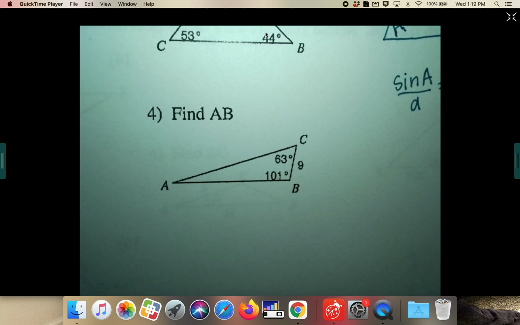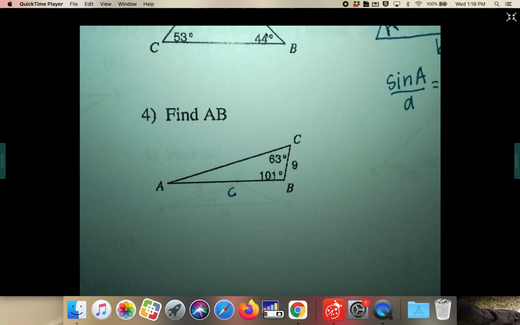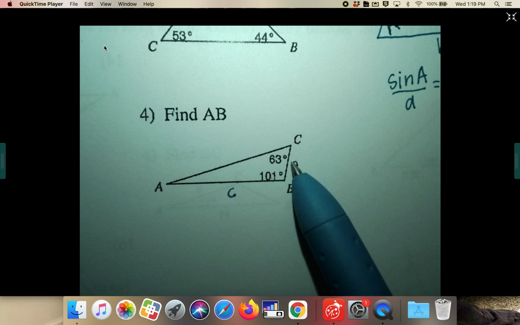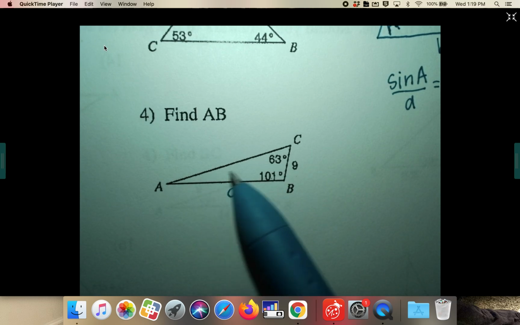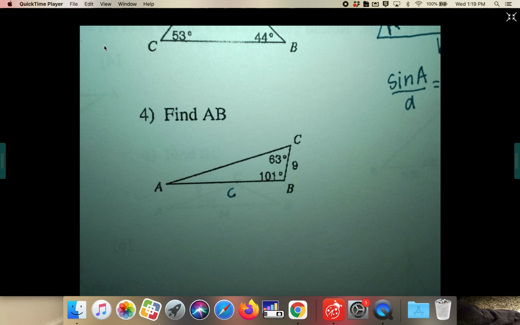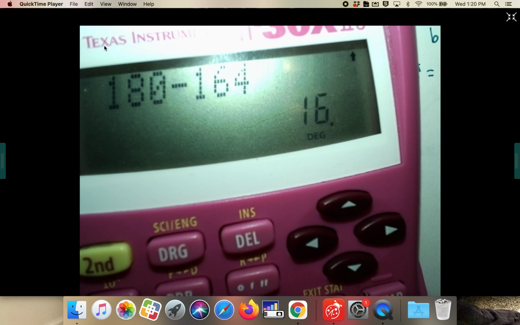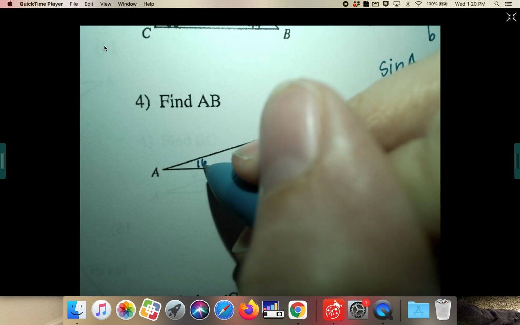Okay. So we're going to find AB this time. So that is across from angle C. So we're looking for a little measure c. And the only other one we know is 9, which is across from angle A. So we're going to have to find what angle A is. So 101 plus 63 is 164. So 180 minus 164 leaves a tiny little 16-degree angle right here.